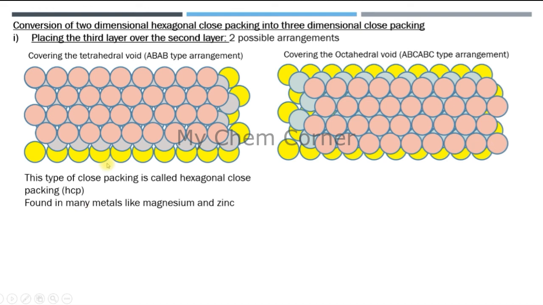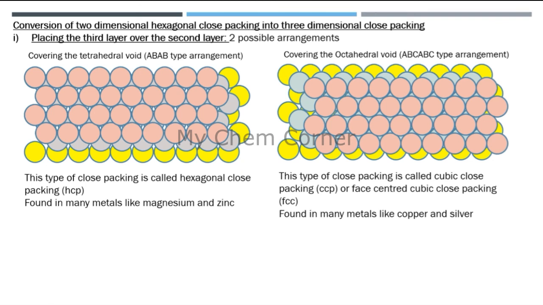Now, in what type of metals is it formed? Metals like magnesium and zinc. These are the metals in which hexagonal three-dimensional close packing is seen. Whereas the ABC type of close packing is called cubic close packing, or face-centered cubic close packing, FCC. This is found in metals like copper and silver.